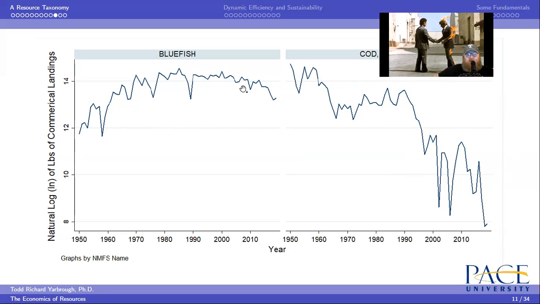With bluefish, we haven't necessarily gotten to that point yet, but you can even see that in the context of bluefish, there's this decline in the last several decades as it pertains to the commercial landings. Bluefish is a regulated fish in New York State. It's regulated by the federal government. So the federal government actually limits how much bluefish a state is able to catch each year.